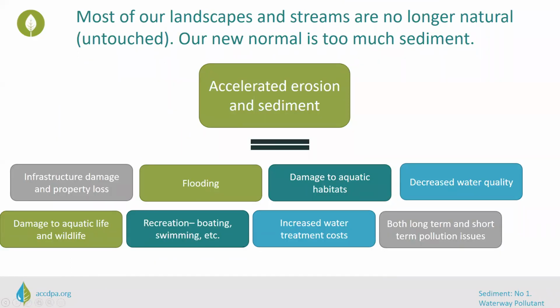There is a lot of sediment. It is the #1 pollutant, and it impacts many, many things. Properties, drinking water quality, habitat for aquatic life and life on land, long and short-term pollution, and infrastructure.